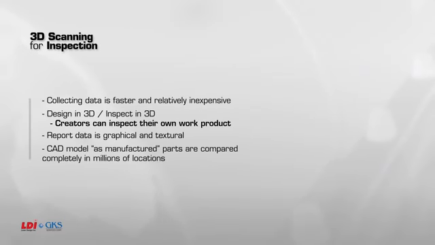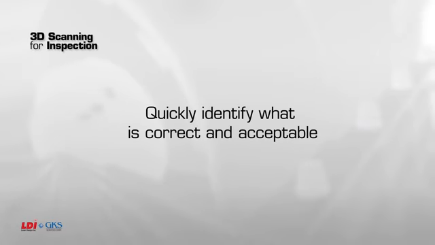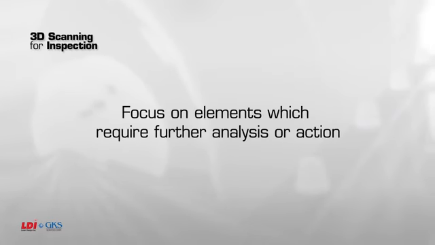3D scanning for inspection. Collecting data is fast and relatively inexpensive. You design in 3D, so why not inspect in 3D and allow the creators to inspect their own work product? As you'll see, work product and reporting is graphical and textual. The CAD model is inspected as well as the as-manufactured part, which is scanned, compared, and measured completely in millions of locations simultaneously. You can quickly identify what is correct and acceptable, and focus your energy on elements which may require further analysis or action.